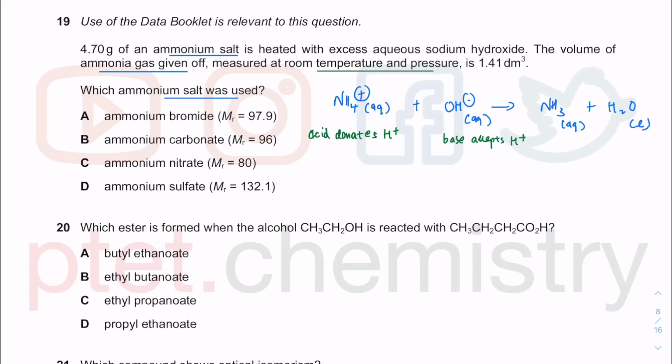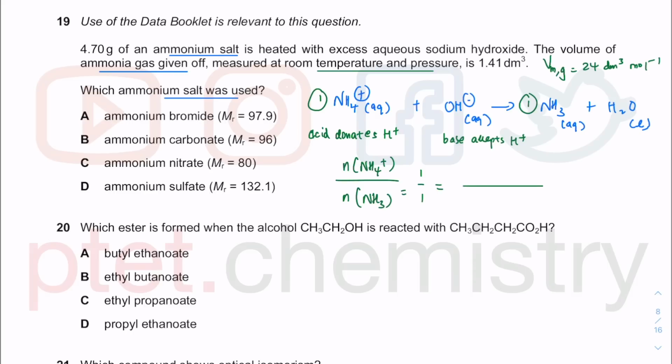So you need to consider the molar volume of gas as stated in your periodic table. It's 24 dm cubed per mole of any gas. So you can see that 1 mole of NH4 plus gives you 1 mole of NH3 there. So that means the mole of the NH4 plus to the mole of the NH3 is going to be 1:1. So I will have 4.70 gram divided by the MR, because there's mass over the MR of the ammonium salt.